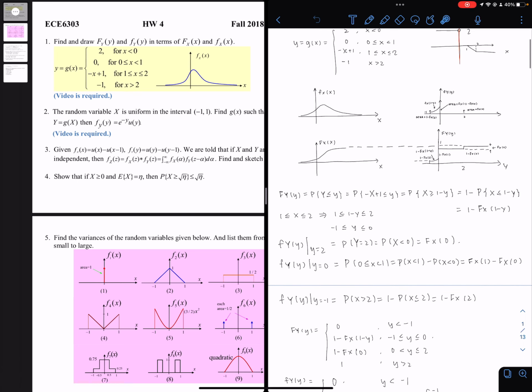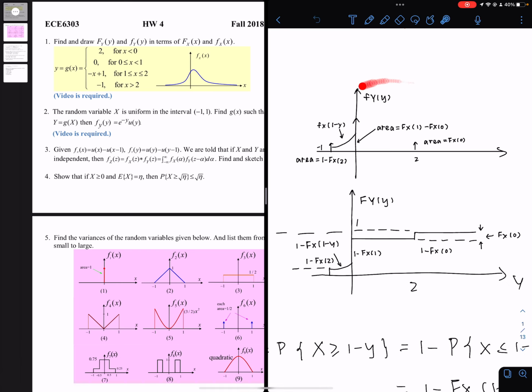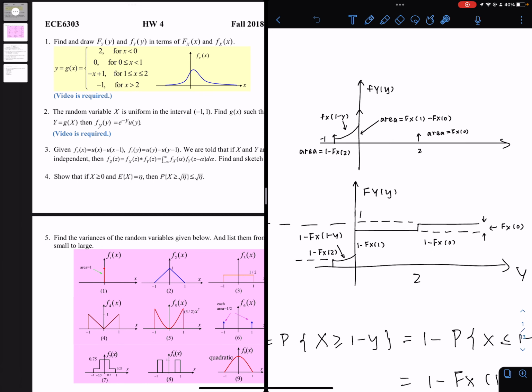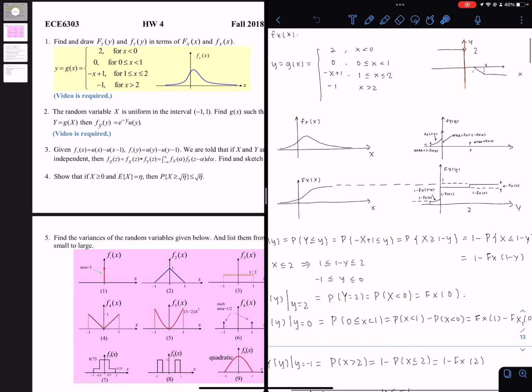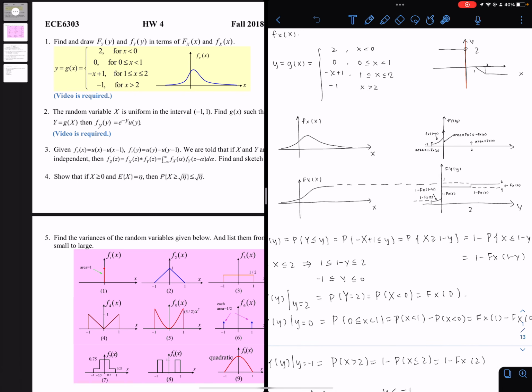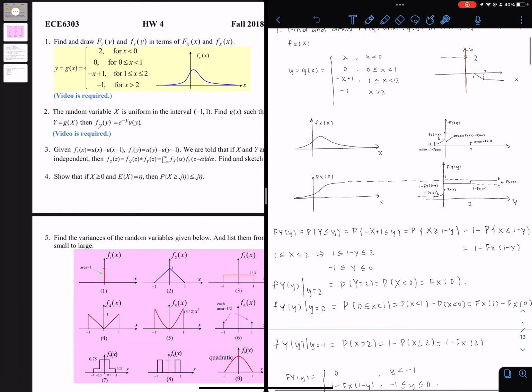We can have a graph like this one. This would be the distribution function, the distribution of y. So we have three different impulses and one curve that is just a little fraction of this big Fx, sorry, this distribution function of x.